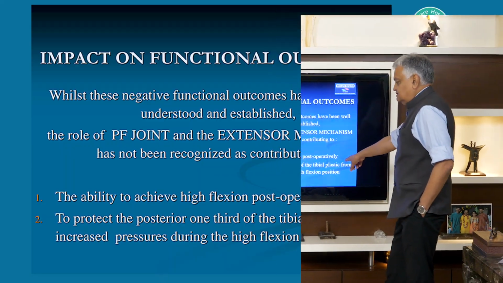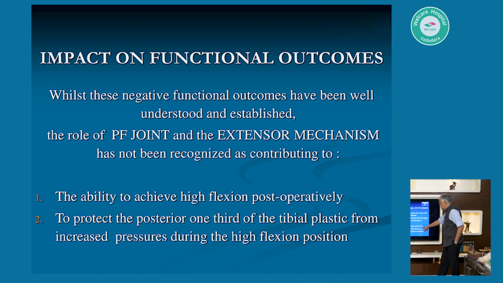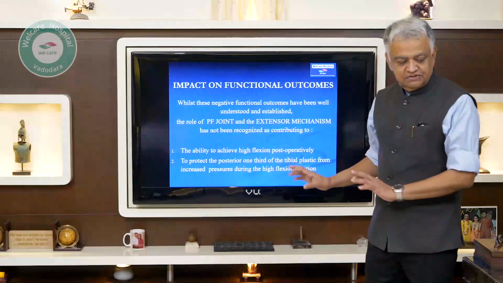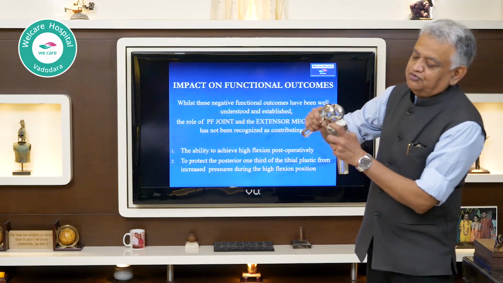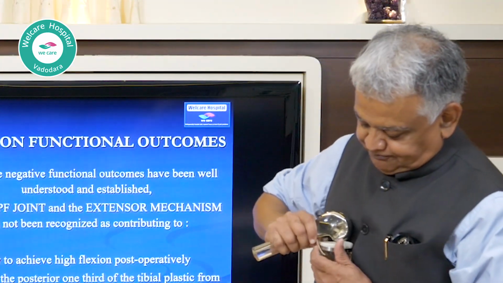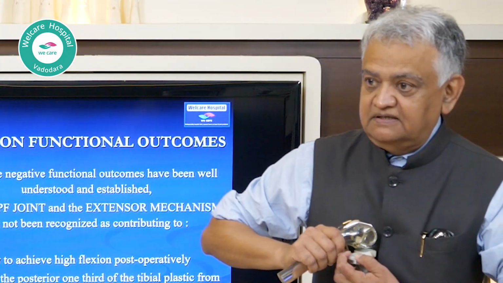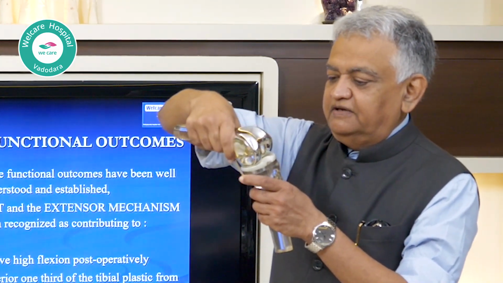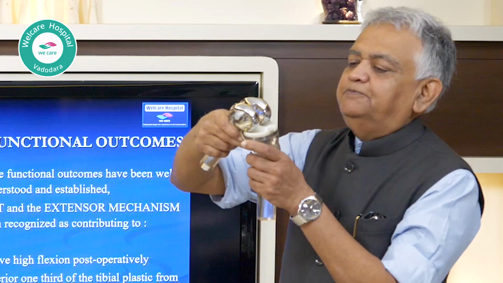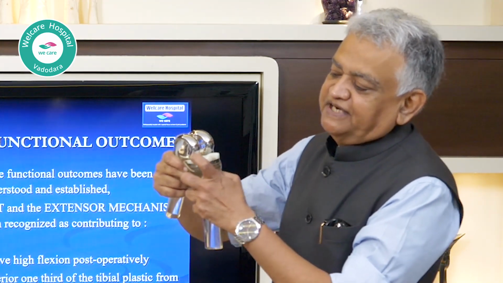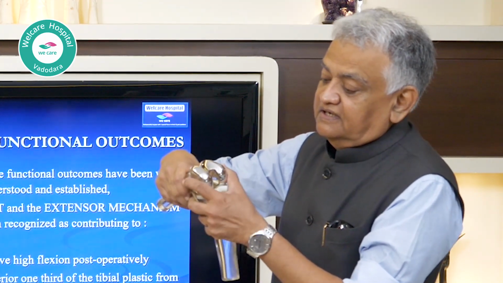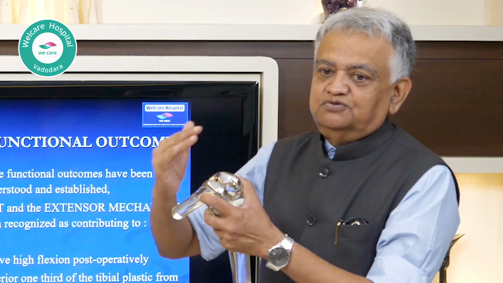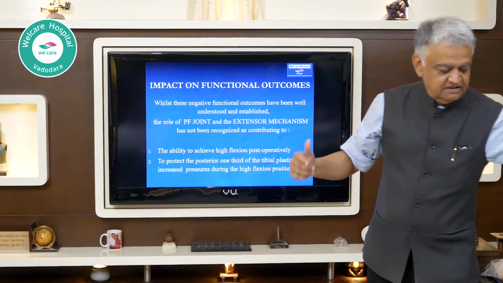To protect the other thing, to protect the posterior one-third of the tibial plastic from increased pressure during high flexion position. And you will see what I mean by this. Here, the posterior one-third in the lateral side view, this posterior one-third of the plastic. The pressure on this plastic, when a replaced knee goes into deep flexion like this, the pressure generated here is directly proportional to the tension in the extensor mechanism, and I'll demonstrate all this later.